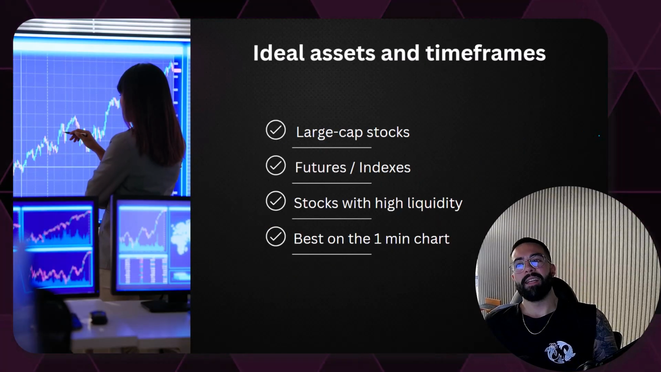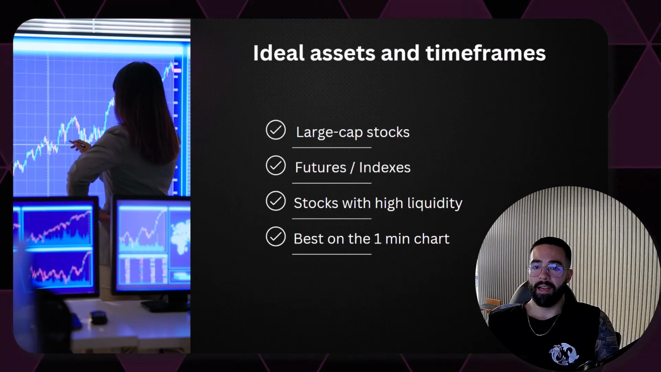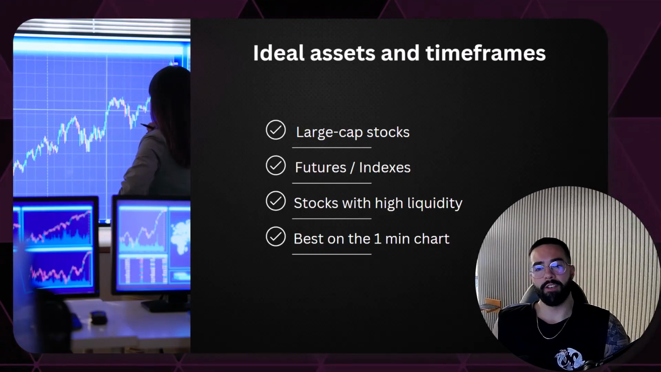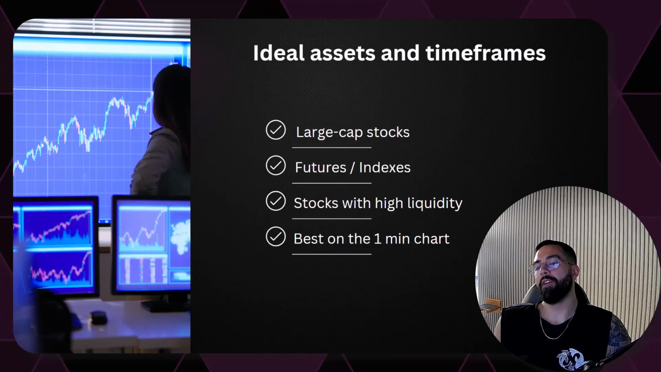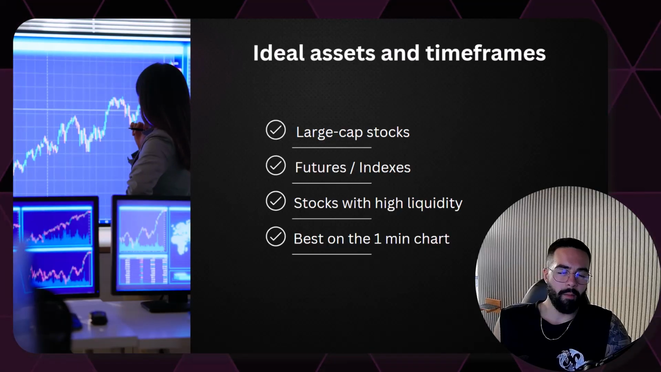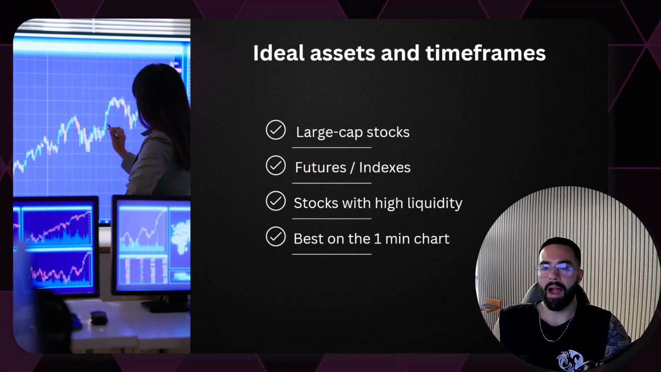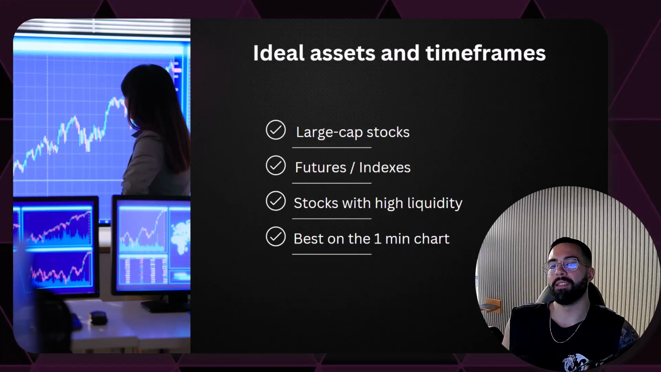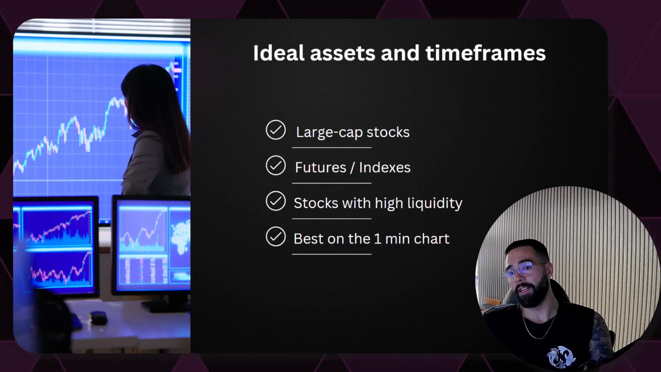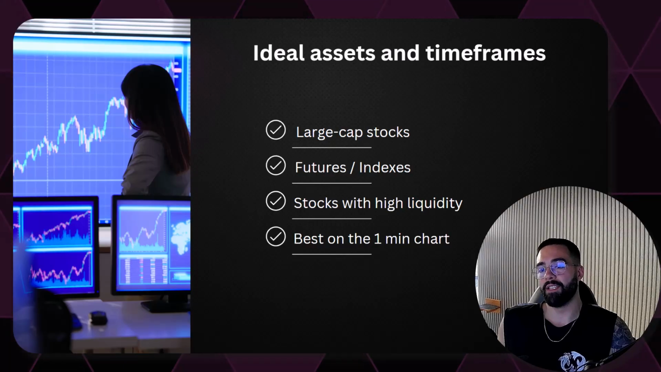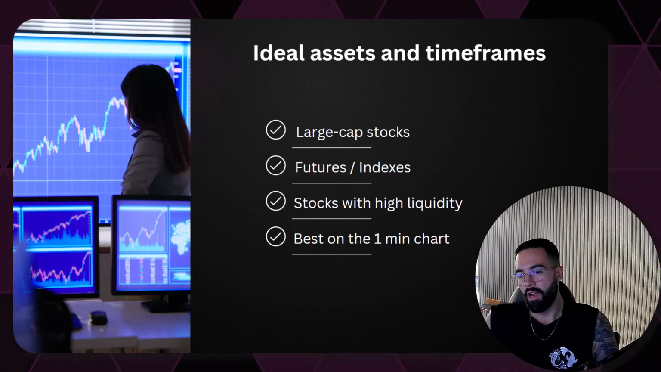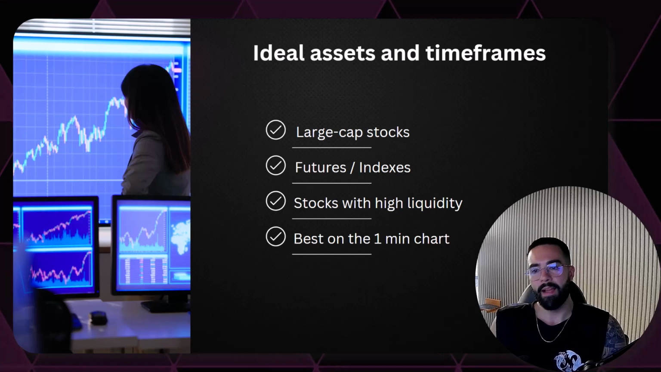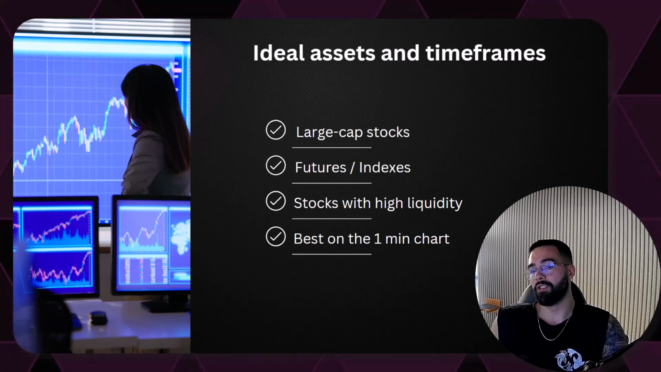The ideal assets and time frame is the same thing as all my strategies that I ever play. I always focus on large cap stocks, so I'm not trading any kind of penny stock. I really focus on those biggest companies like NVDA, Tesla, Apple, AMD, PLTR. Those companies move pretty nicely. But you can also apply this strategy on futures or indexes. So if you like to trade NQ, ES, if you like to trade the QQQ, the NASDAQ, or the SPY, this strategy will work really nicely as well.